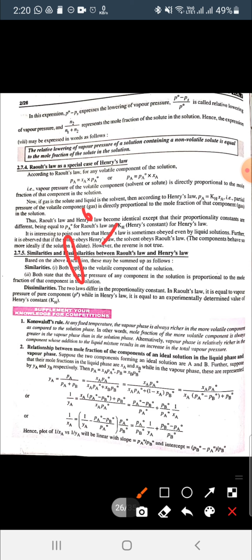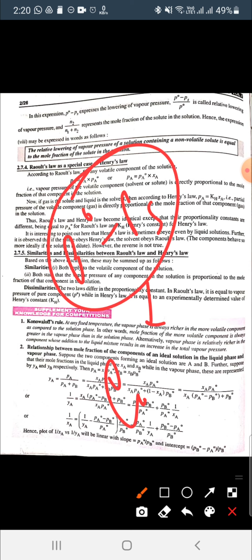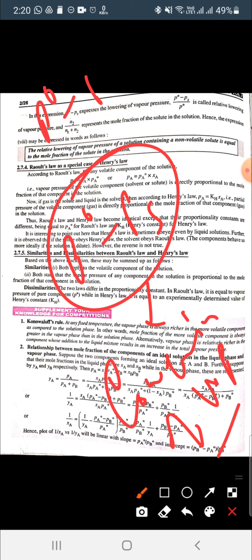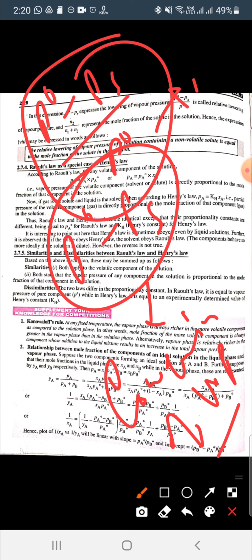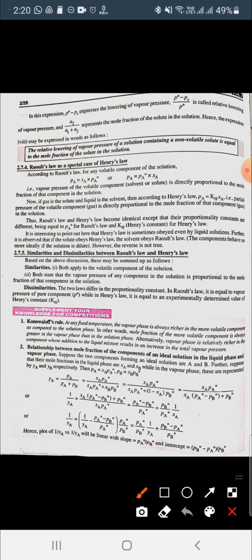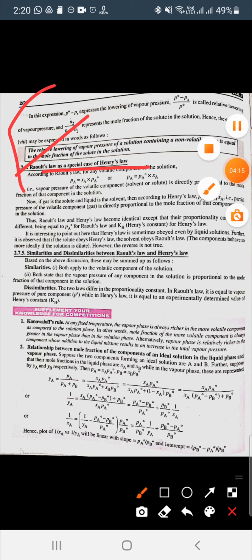Here P naught minus PS is known as lowering of vapor pressure, and P naught minus PS upon P naught is known as relative lowering of vapor pressure. You can see the definition on the screen: relative lowering of vapor pressure of a solution containing a non-volatile solute is equal to the mole fraction of the solute in the solution. So that's all for today.